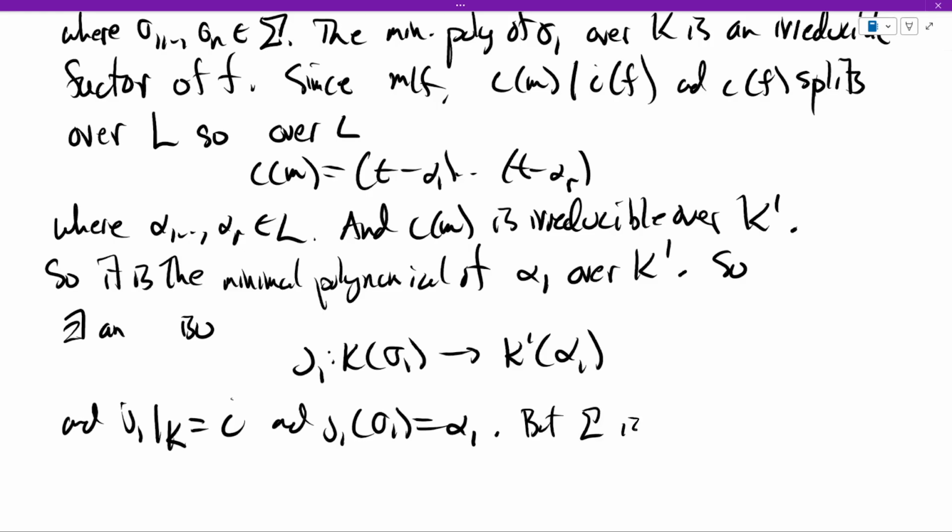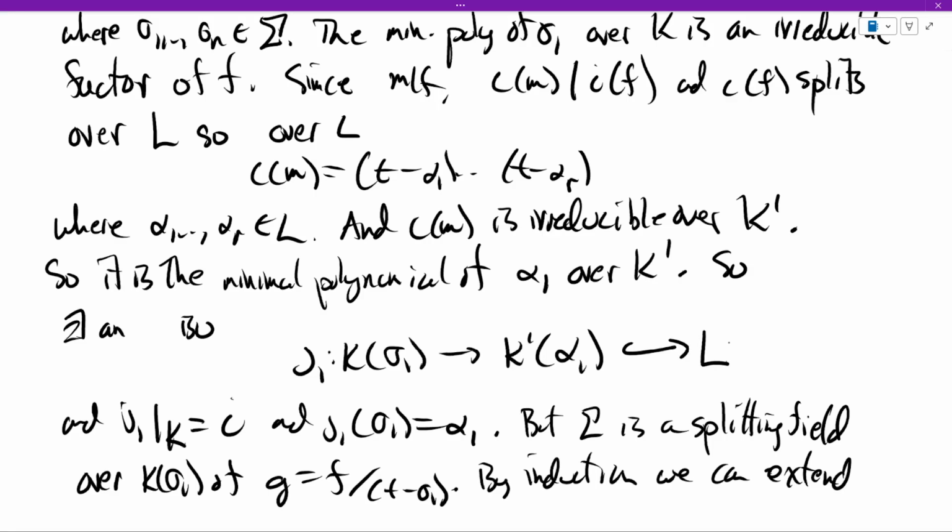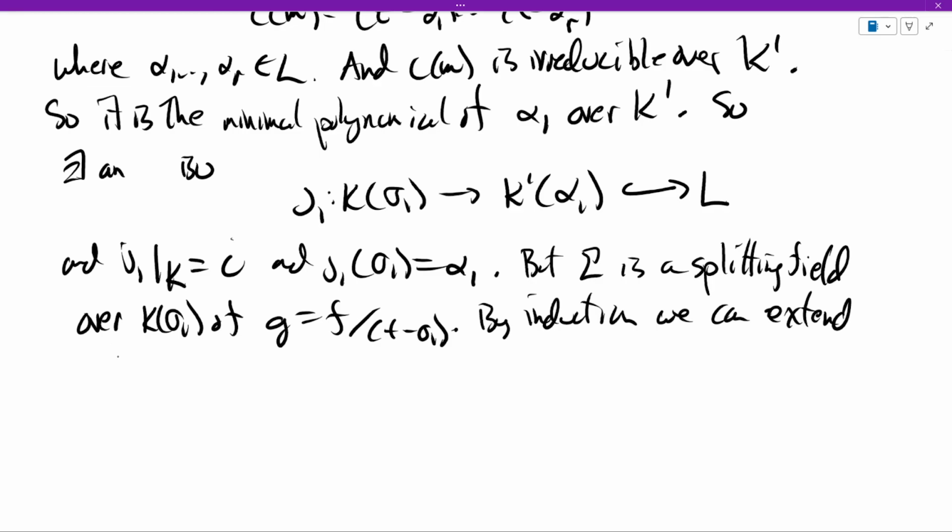But sigma is a splitting field over K of sigma 1 of g, which is f over (t minus sigma 1). So it's a polynomial where this splits. And K prime of alpha 1 of course includes into L. So J1 is our first step where we add one root. And then by induction, we can extend this to a monomorphism from sigma to L, because g has degree 1 less than f. And that's the end of that. Sorry, that lemma was a little bit long. We'll apply it here in a second.